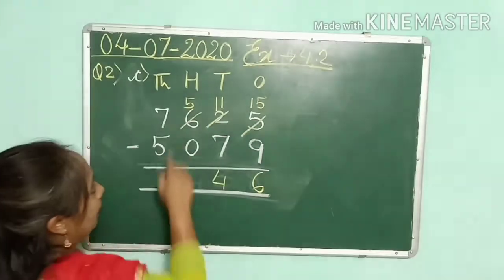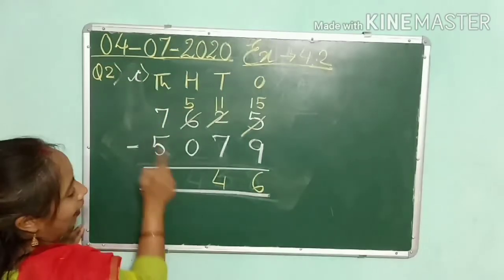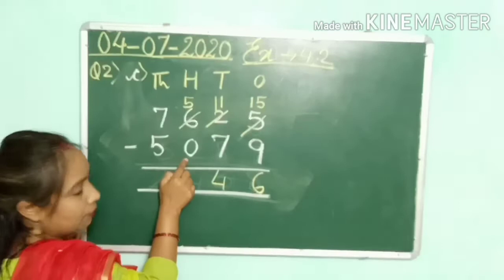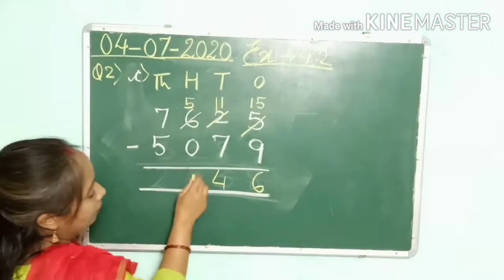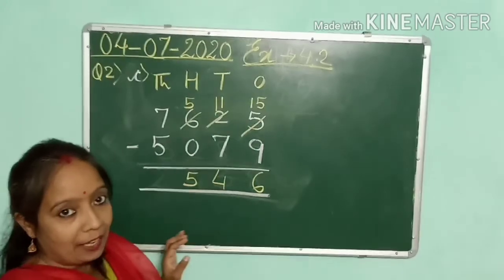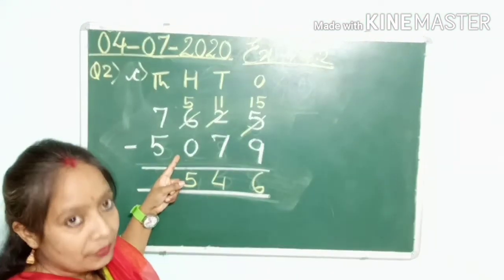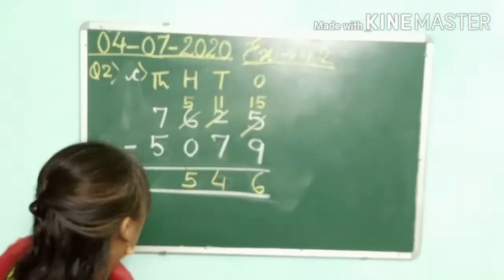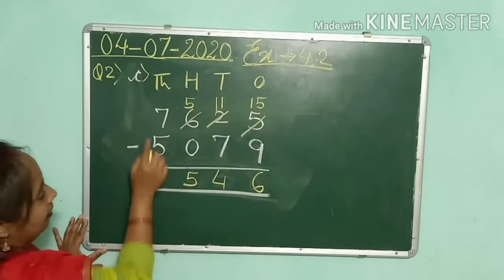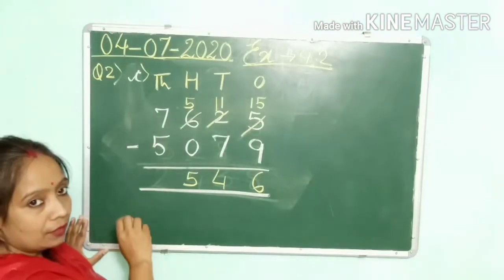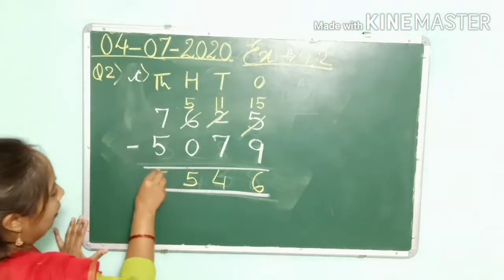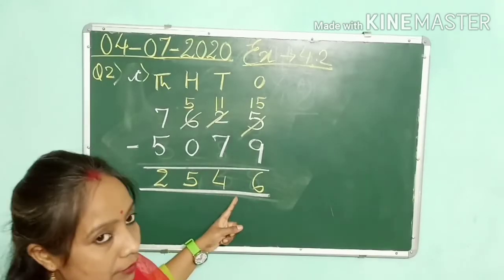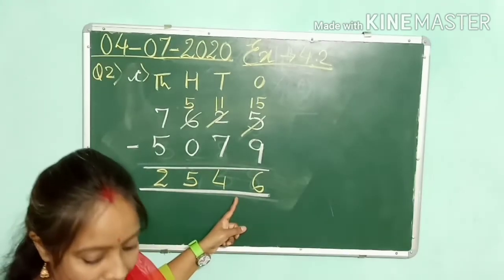Clear? Now under the hundreds column, you have to subtract this 5 and 0. So we can do it, 5 minus 0, because 5 is bigger than 0. So no need to borrow. As you know, when we subtract 0 from any number, the answer is the digit itself, no? So 5 minus 0 is 5. Now, under the thousands column, we will subtract 7 and 5. So 7 minus 5, you can do it orally. 7 minus 5 is 2. So our difference is 2,546. Clear?